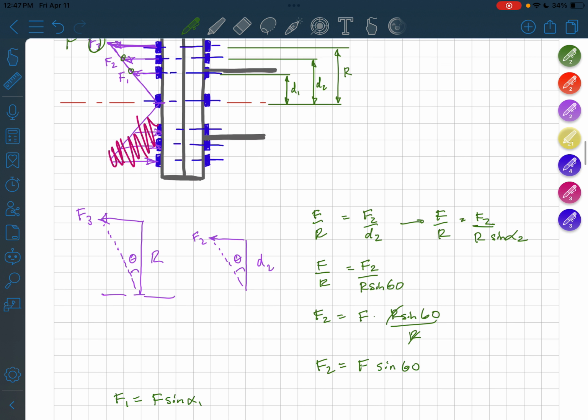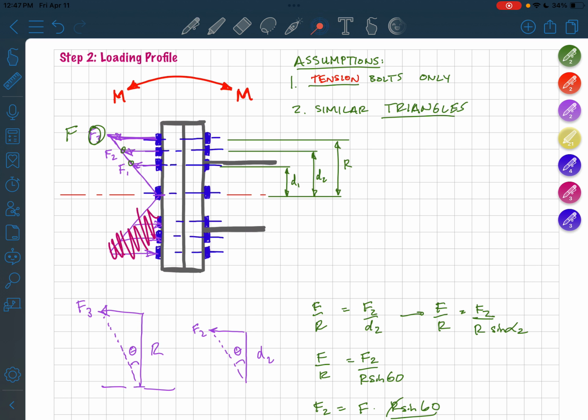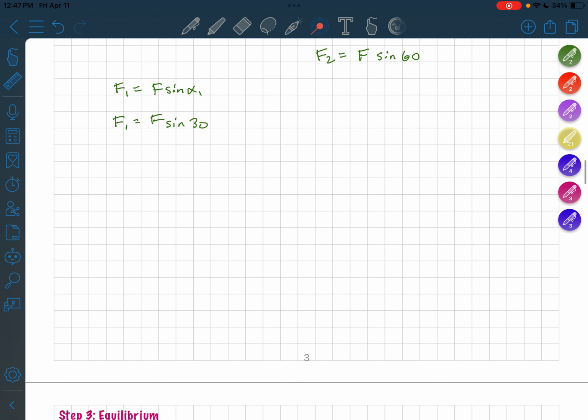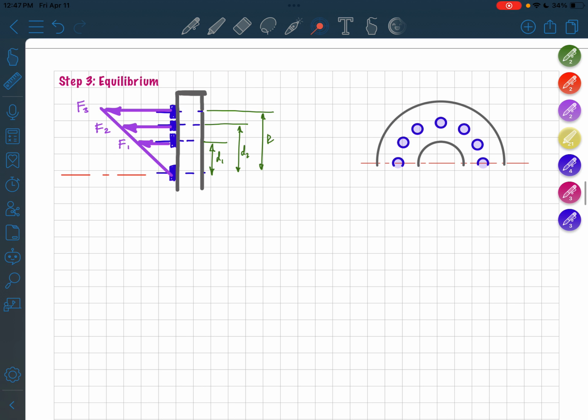So two big assumptions here. Number one, bolts in tension only. And number two, the forces below the max force are in proportion to the distance above the neutral axis. All right. Now, let's write our equilibrium equation. We're going to solve for a sum of moments here. Sum of moments about the neutral axis. Just going to give an arbitrary direction there. Is equal to, F is equal to F3.